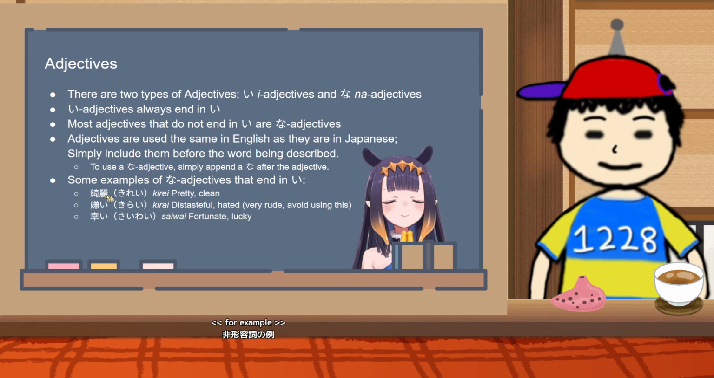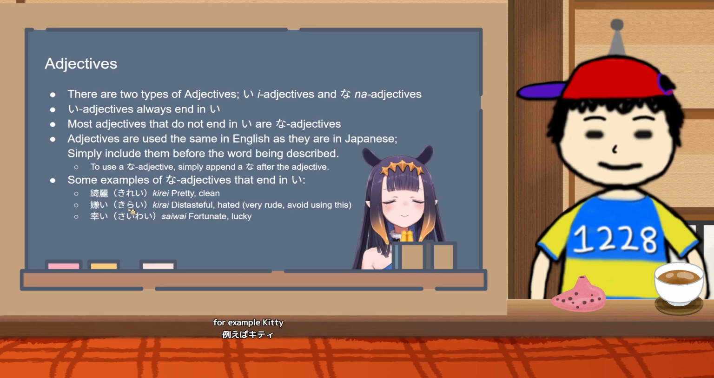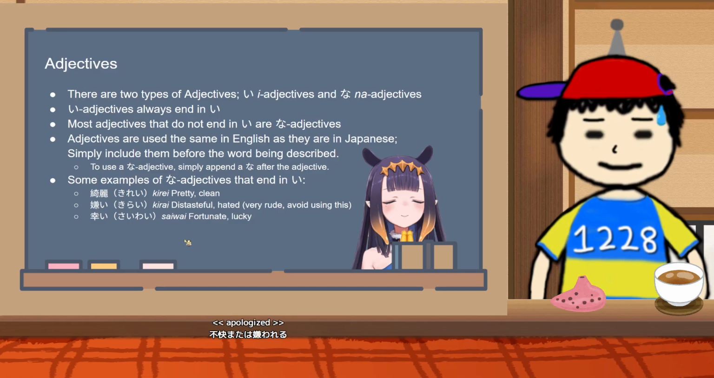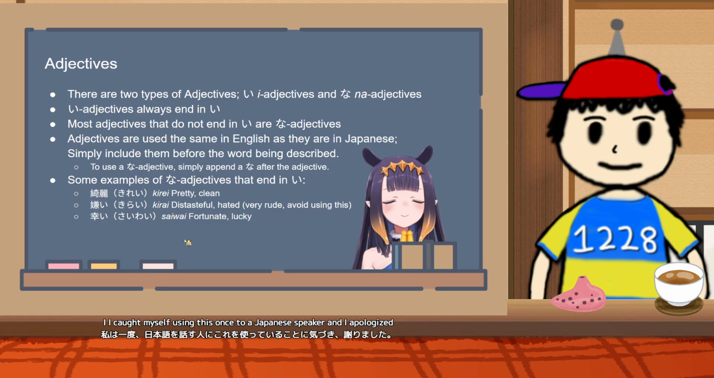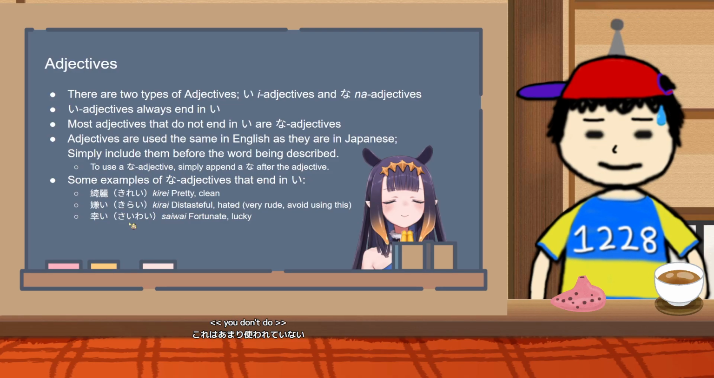For example, kirei. That means pretty or clean. Kirai. Distasteful or hated. This is very rude. I caught myself using this once to a Japanese speaker, and I apologized. I don't see this used very often. In English, we say, oh, I hate this, I hate that. We say it all the freaking time. In Japanese, you don't do that. It's a cultural thing.